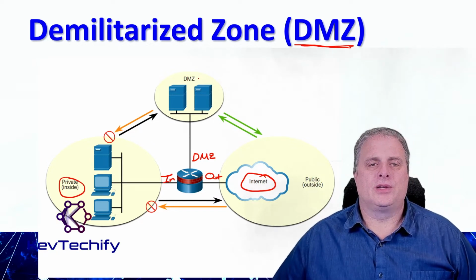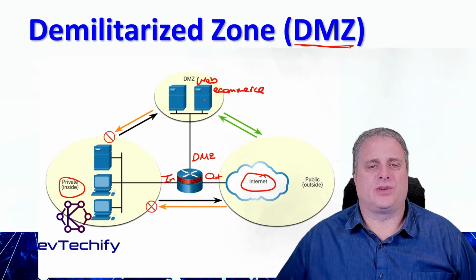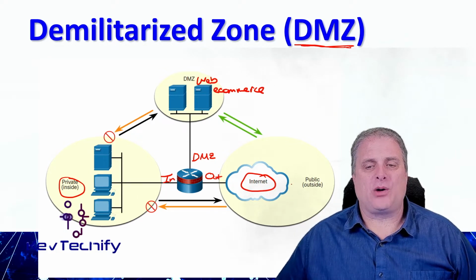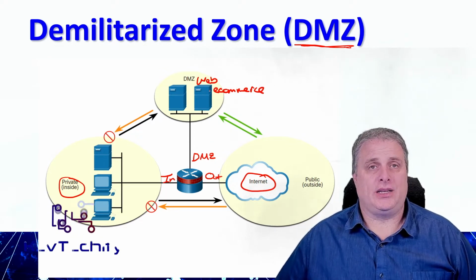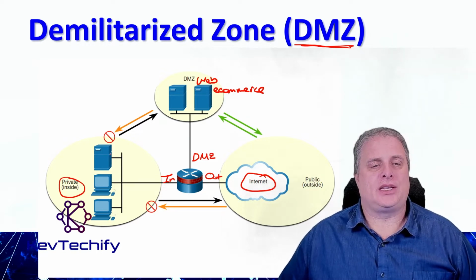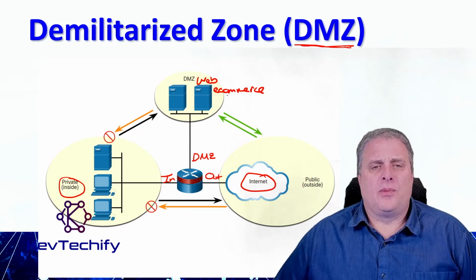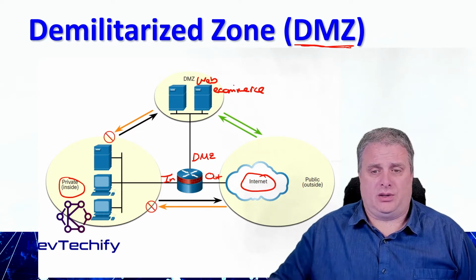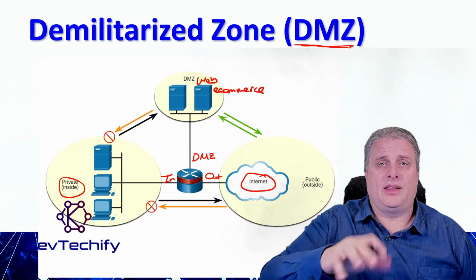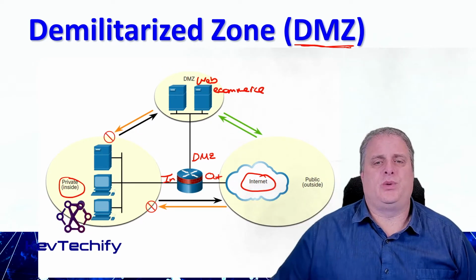Up here, this would be like a web server. Or e-commerce would be another great example. You're running your own e-commerce server and you want people from the outside to get into that, but you don't want to give them full access by connecting all the way to the inside of your network. What we do here is create three zones: the public, the private, and then the DMZ zone. And we build relationships between them.